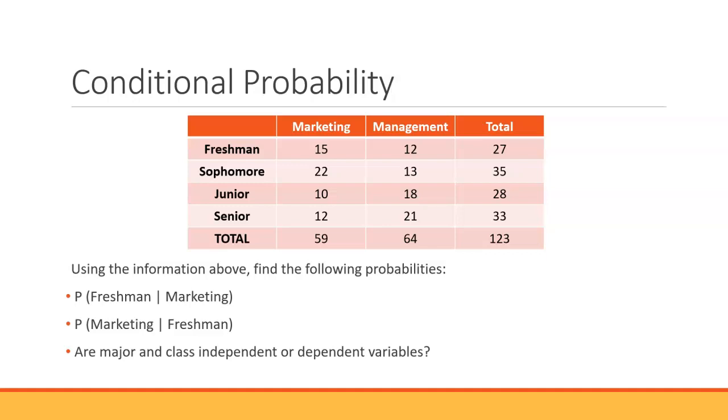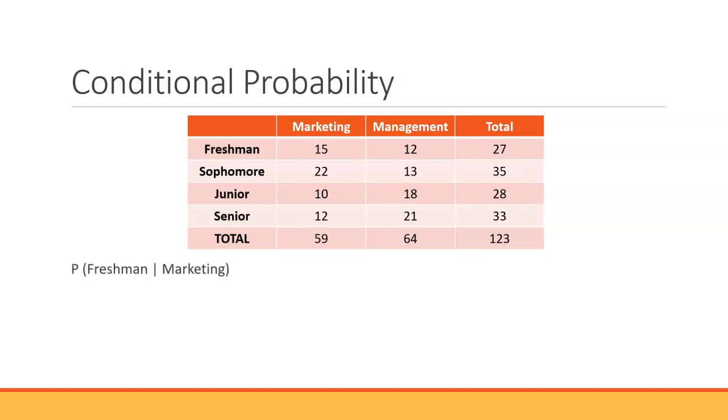Once we find those two probabilities, we'll then talk about whether or not the major and the class are independent or dependent variables. So first, the probability of a freshman given that they're a marketing major. Whatever your given is, whatever that second variable is, that becomes the population that we care about. So we are only looking at the marketing majors. Now, 15 of those are freshmen.